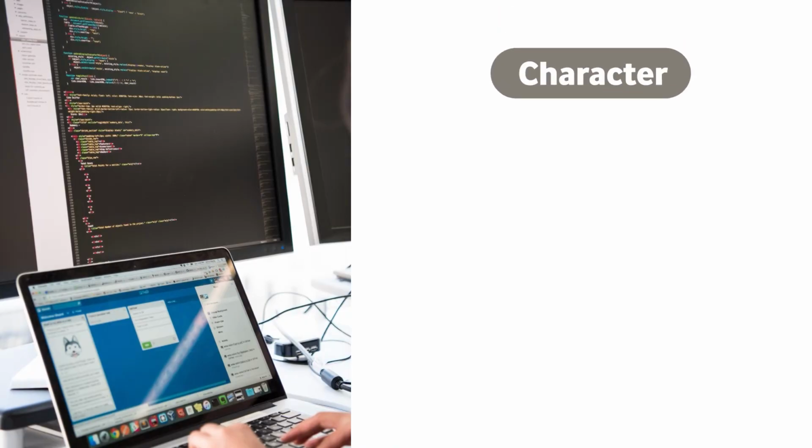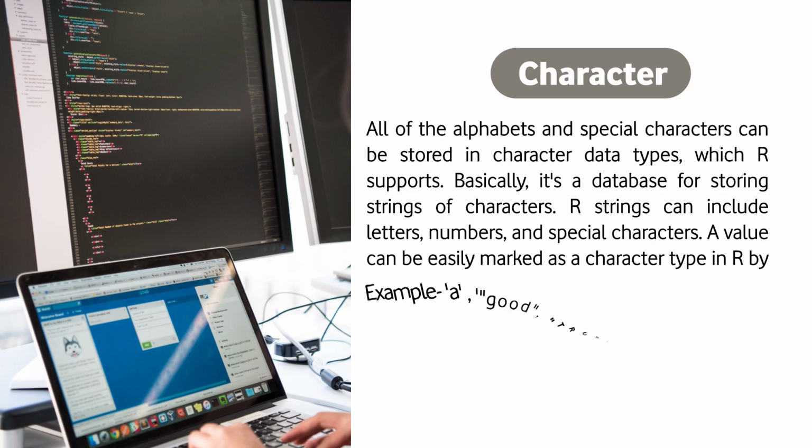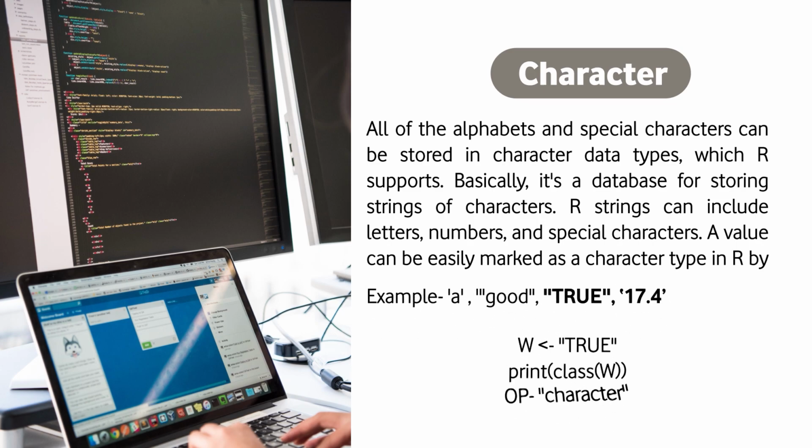Another is character, or you can say string also. You can write any character or string by putting double quotes around it. If you see here, W is assigned a value of "TRUE", or you can assign the W value as "good" as well, and you can simply print the class of it. The output will be character. You can use double quotes, and single quotes can also be used, so that there will be no error.